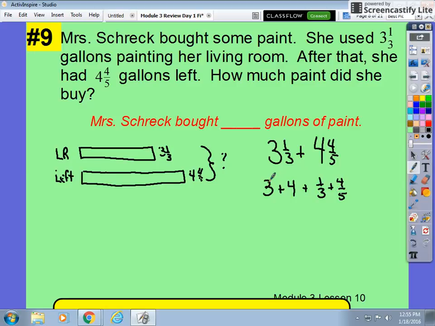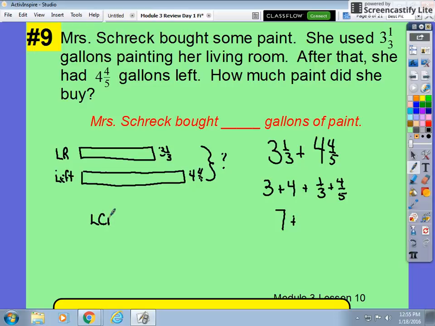So when I add 3 plus 4, I know I get 7. But I cannot add those two fractions yet because I do not have a common denominator. Remember, that's what I'm always looking for. If I have a common denominator, I'm good. I can start adding, I can start subtracting. But I don't. So I'm going to do my work off to the side.